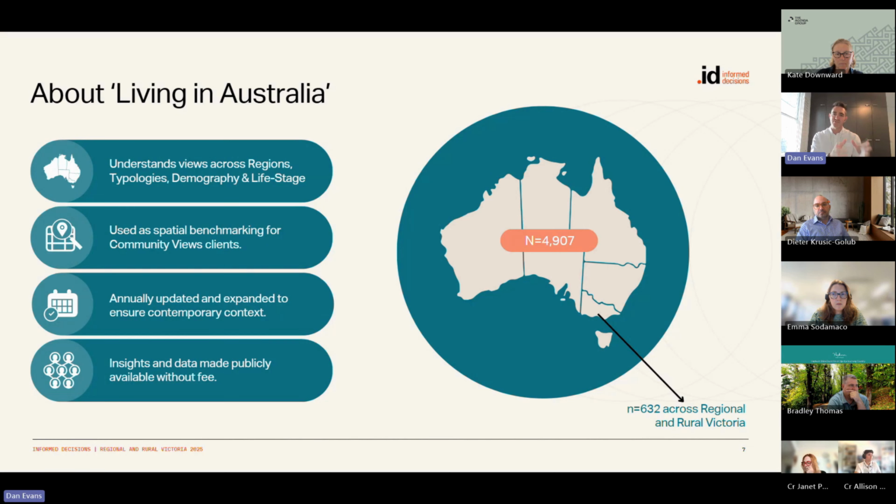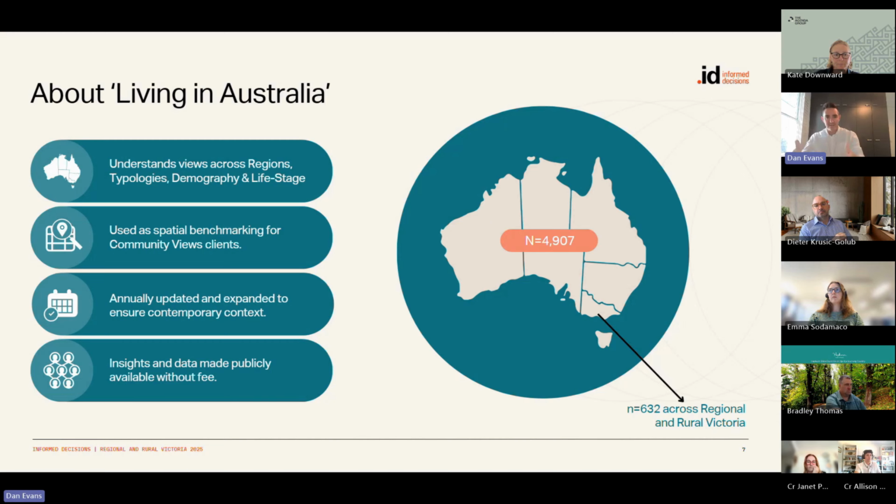but really to provide benchmarking. So when we are commissioned by Huon Valley Council in Tasmania, or by the City of Port Phillip in Melbourne, we can look at their community's views and priorities in the context of Greater Melbourne, in the context of Victoria, in the context of Australia. So you can really understand what's unique and what's consistent about your place.